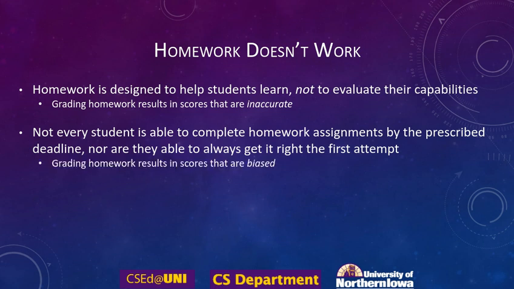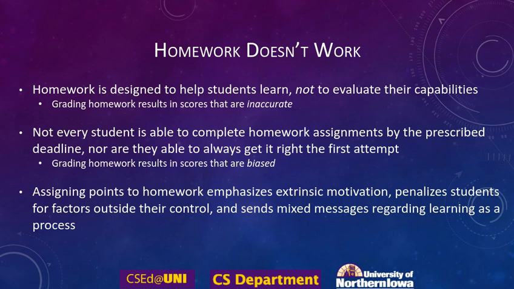And so if we were to use those scores in their final grade, we'd also introduce bias. Again, an implicit bias. We don't intend for it to be that way, but there are factors outside of a student's control, which don't reflect capability, that are influencing their grades. And then, of course, if we assign points to our homework, which we frequently did, it really stresses extrinsic motivation, telling students you're really only doing this for the points. We're penalizing them for factors outside their control.